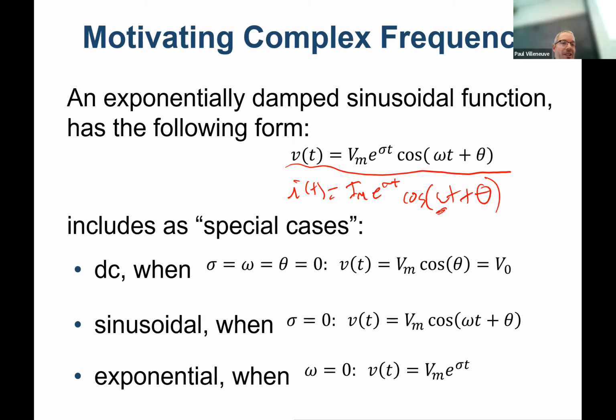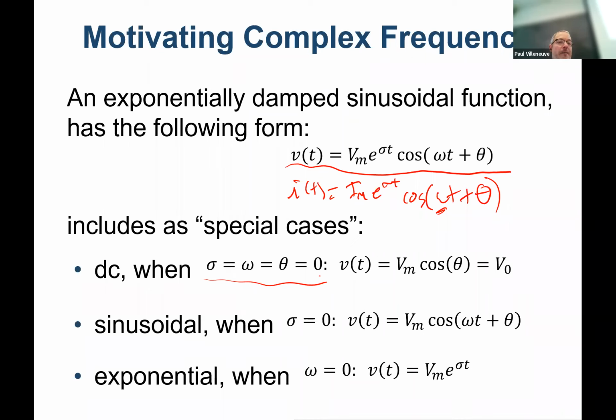Now there are 3 cases. It's DC when all 3 of these are 0. And I only added in the theta equal to 0 this morning, because when you have DC, you don't have the concept of phase shift. So that's also equal to 0. So my v of t, what that works out to be is just V0. That's my initial condition. It's the magnitude, and it never changes.